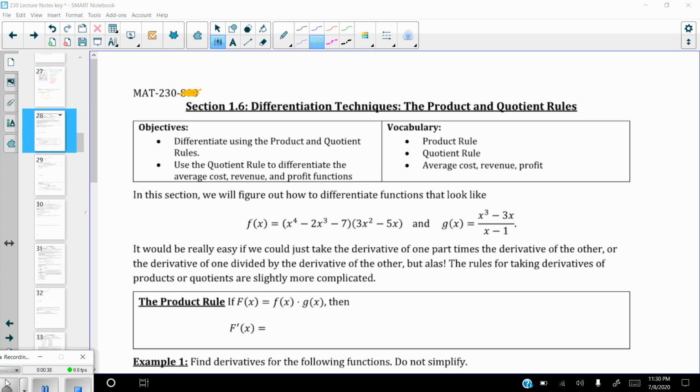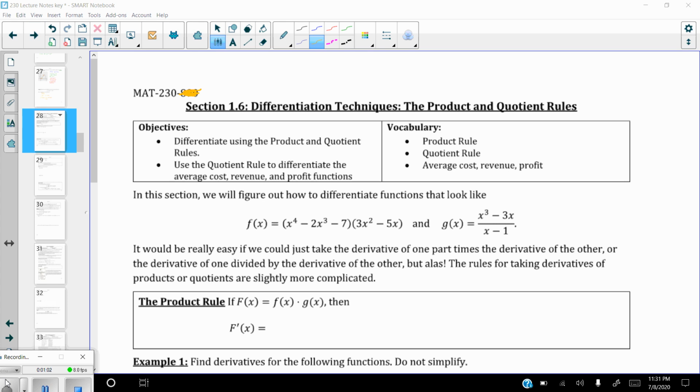So our objectives here are going to be to differentiate using the product and quotient rule, and use the quotient rule to differentiate the average cost, revenue, and profit functions. So there will be some more business application for us. And then vocabulary, again: product rule, quotient rule, average cost, average revenue, average profit, and how all that fits together.